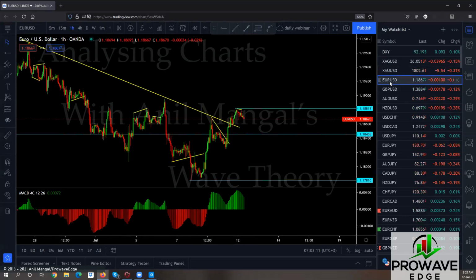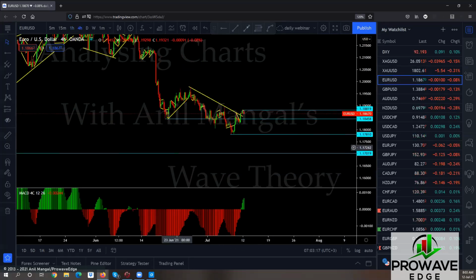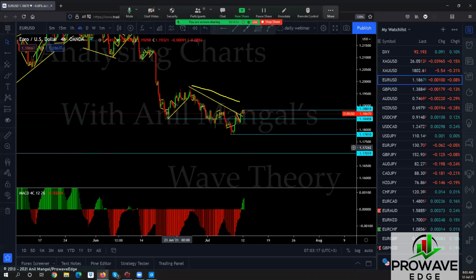Euro broke out of this. We're anticipating that this could become, at some point, the running flat. So there might be one more push here, or this could be all, and then we go down from here. We'll have to see which one of the setups we get first. Running flat, one more down.